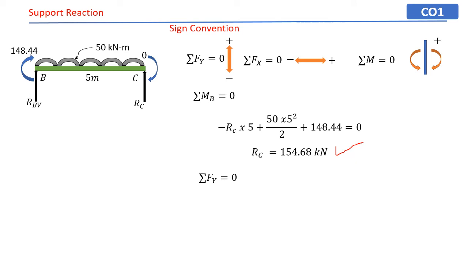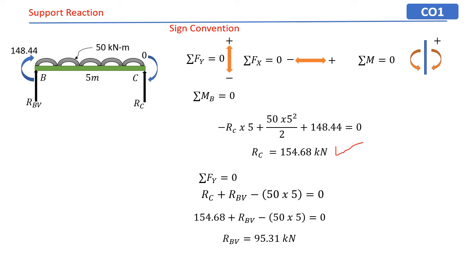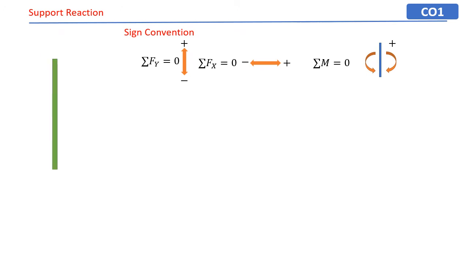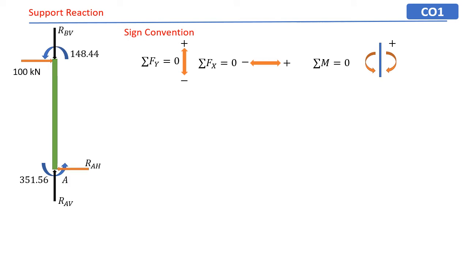Then apply summation Fy is equal to 0. Then we'll get RBV plus RC is equal to 50 into 5. So we'll get RBV is equal to 95.31 kilonewton. Then again for next we consider the column, that is A to B, and all loads are like this. 100 kilonewton load acting at B, and one moment 148.44 acting in anti-clockwise sense. Similarly moment is anti-clockwise at A also, 351.56 kilonewton meter.